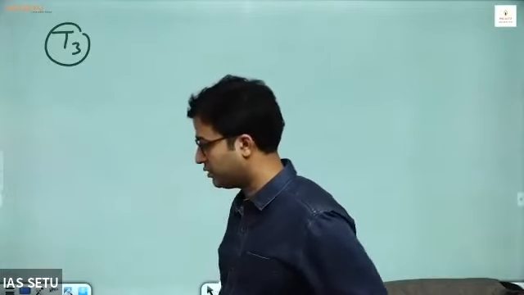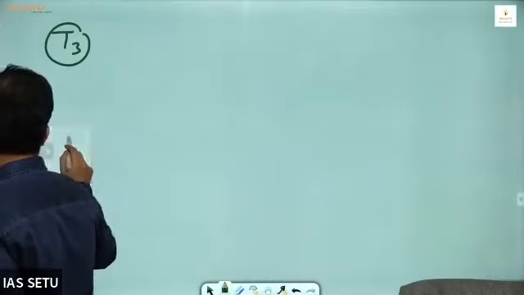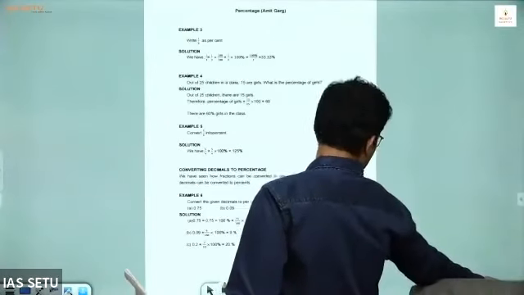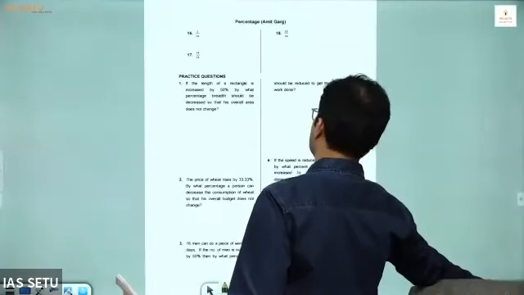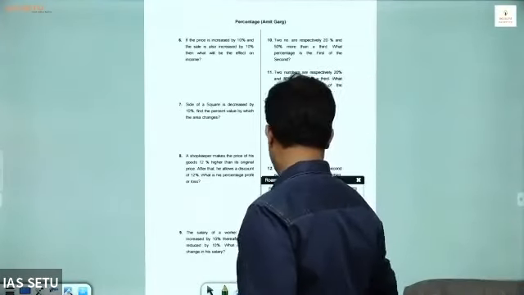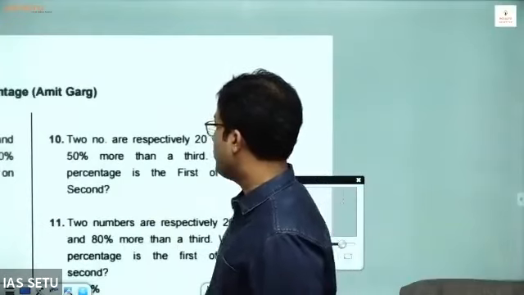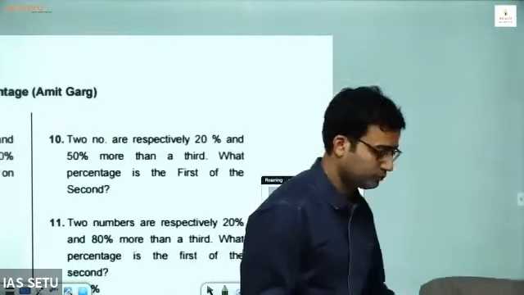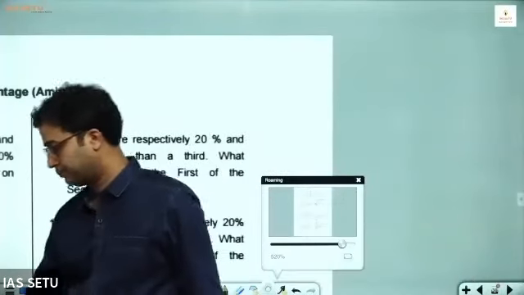Handout share कर दें screen पे. Okay. Now here type 3. Type 3 question is question number 10. Question number 10 here is: two numbers are respectively 20% and 50% more than a third. Okay. What percentage is the first of the second?